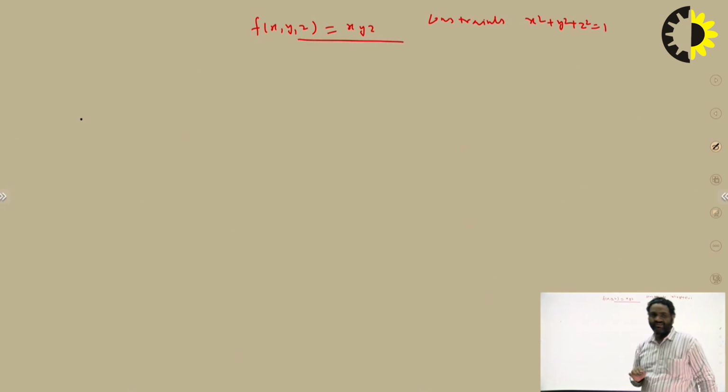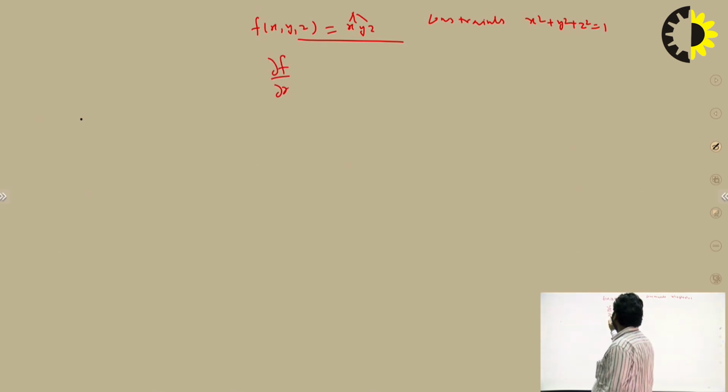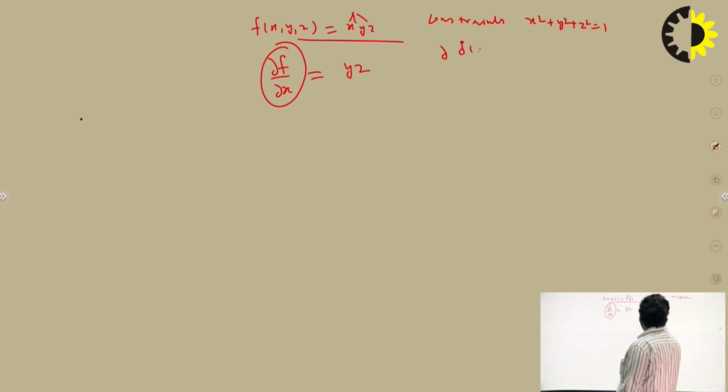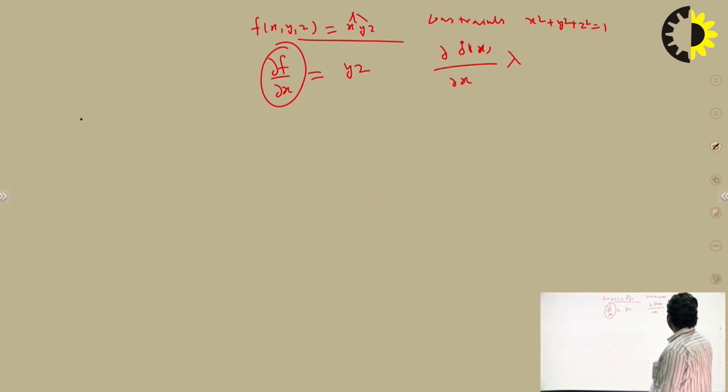So as step 1, we need to find the number of variables. In this particular problem, we have 3 different variables, that is x, y, and z. After that, we will find the derivative of the function with respect to the first variable, that is yz, and the derivative of the constraint function with respect to the first variable, taking lambda, that is 2x lambda. On equating this one, yz equal to 2x lambda. This is equation number 1.